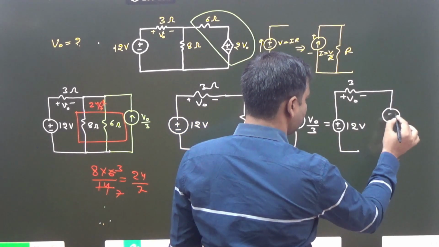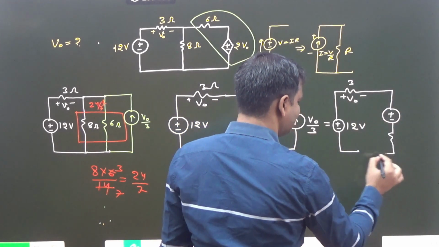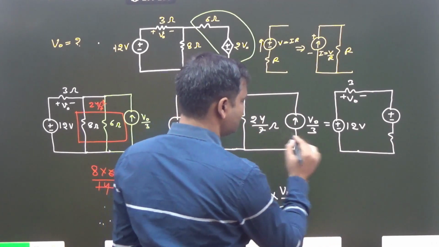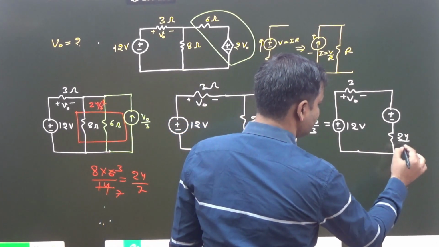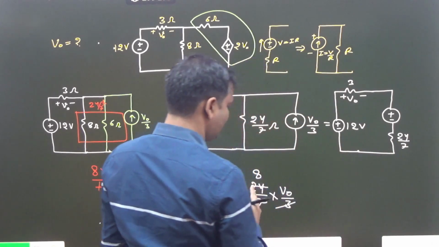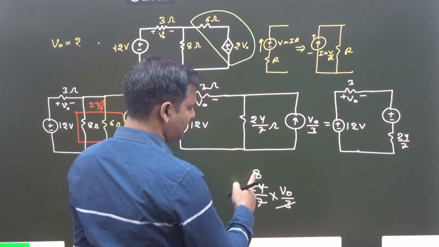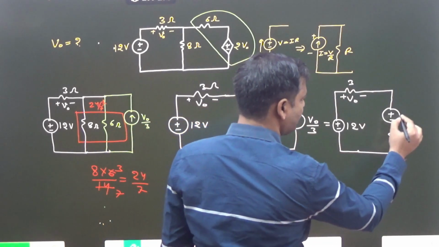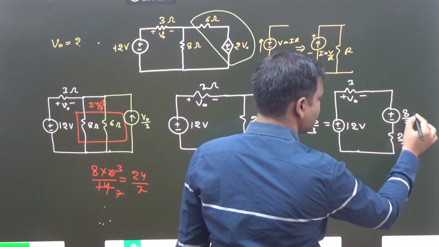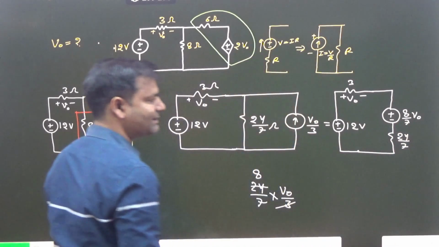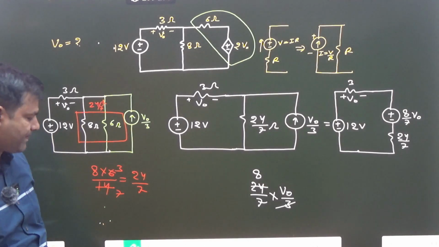This one is written as plus minus. The resistance is how much? 24 by 7. And what about the voltage? 8 by 7 into V naught. Clear or not?